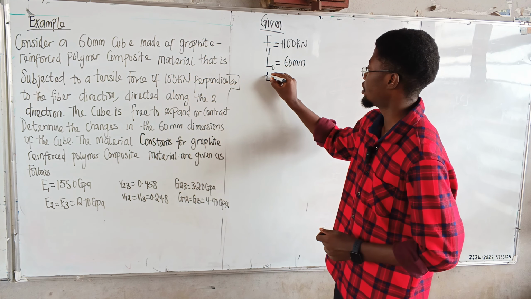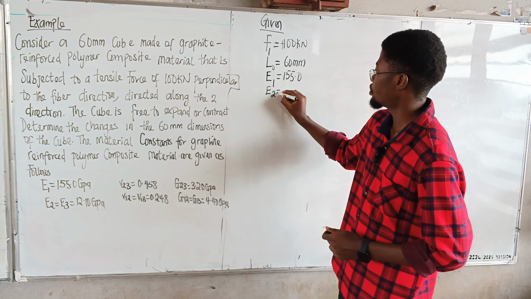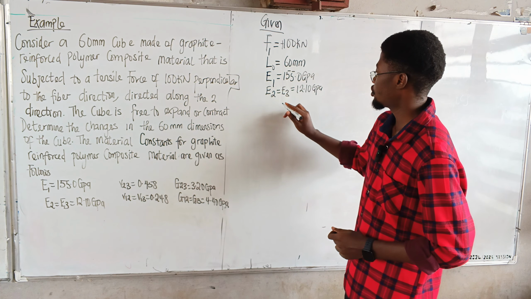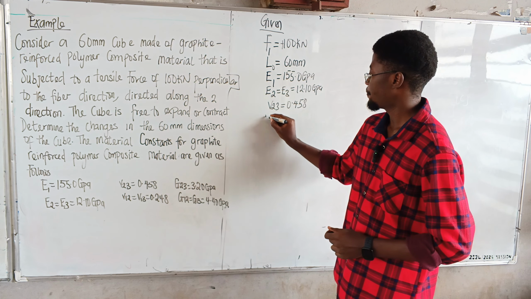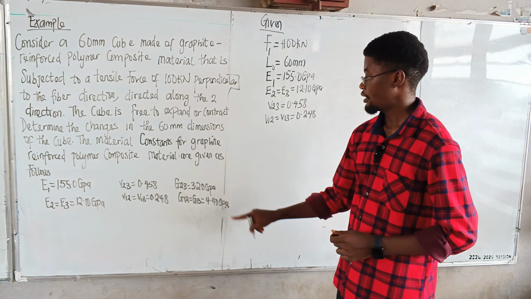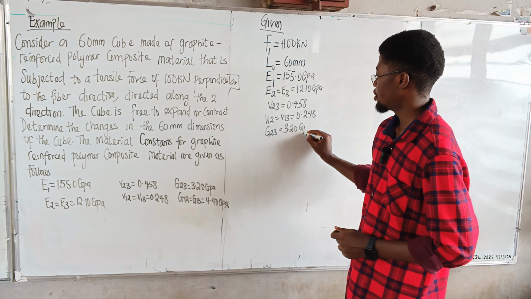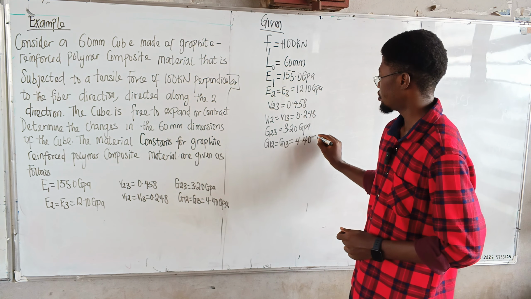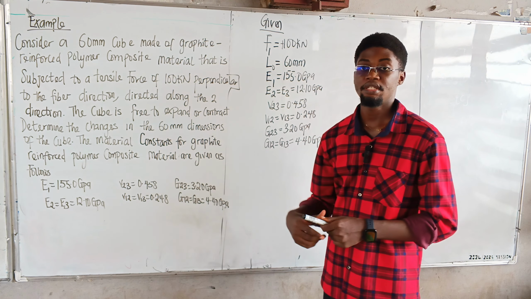They gave us E1 as 155 GPa. They gave us E2 equals E3 as 12.10 GPa. They gave us Poisson ratio V23 as 0.458, and Poisson ratio V13 equals 0.248. This one doesn't have units. Then for the shear modulus, G23 is 3.20 GPa, and G13 equals 4.40 GPa.